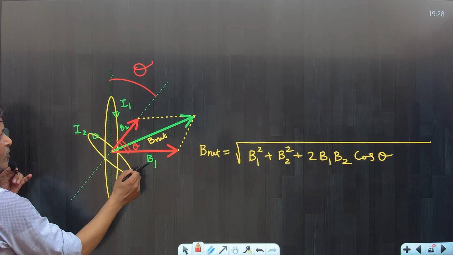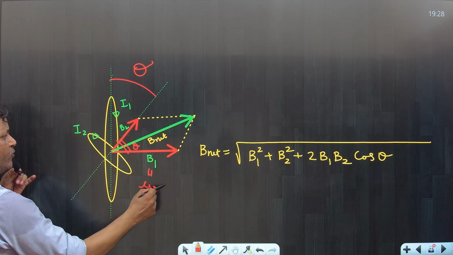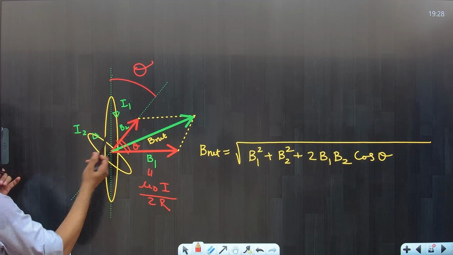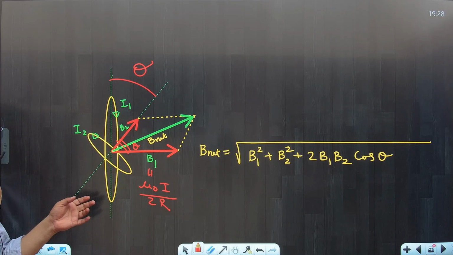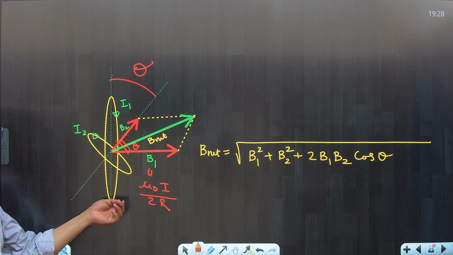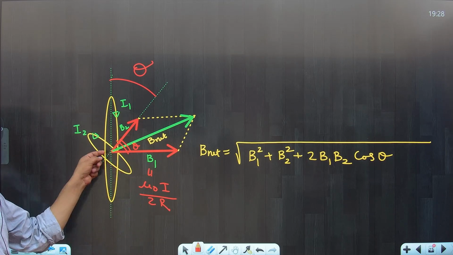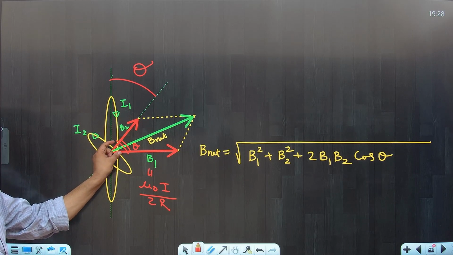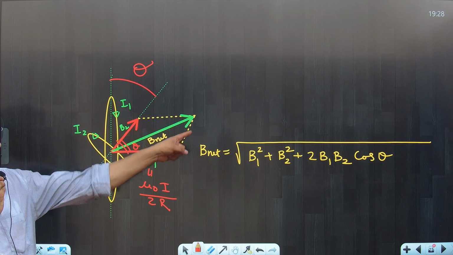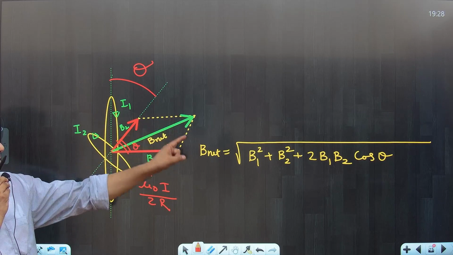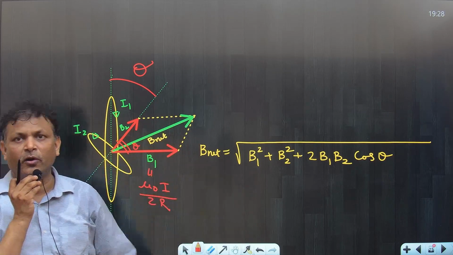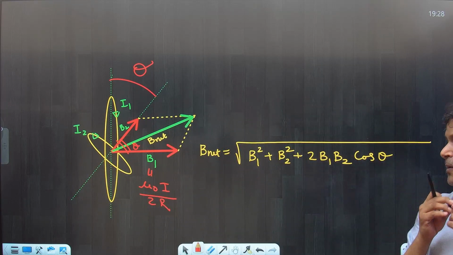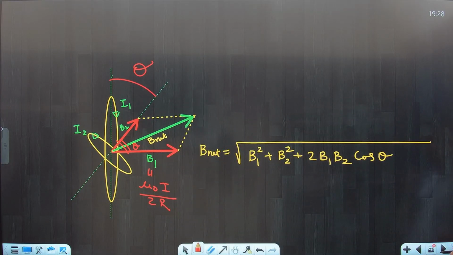So you can calculate B1 using mu naught I by 2r, right? And B2, whatever be the I and R for them, you should be careful in putting the values. B1 is in this direction, B2 is in this direction, making angle theta with each other. Now you can make a parallelogram here and get B net using the formula: B net is root of B1 square plus B2 square plus 2 B1 B2 cos theta. So it is a very important problem.